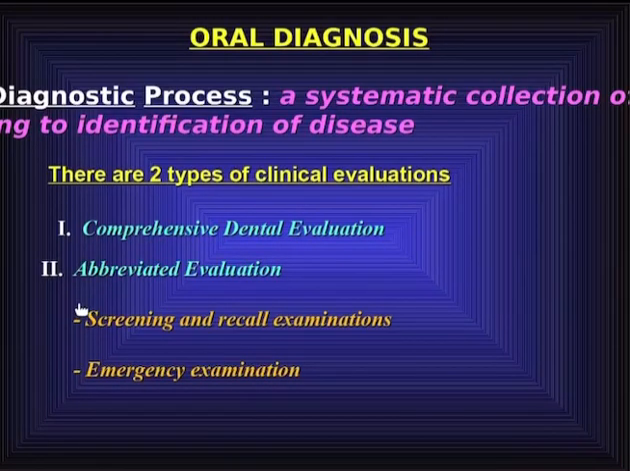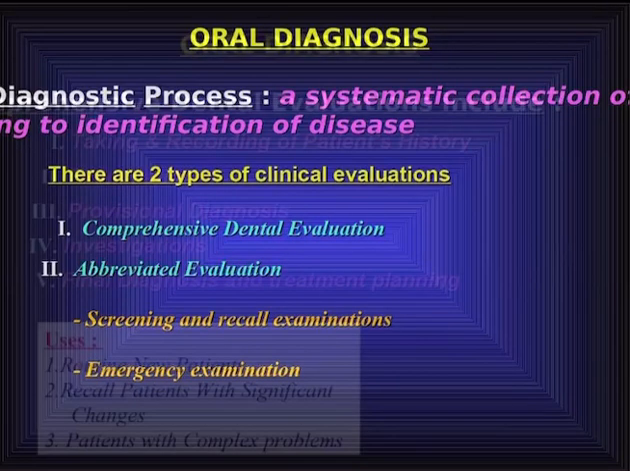And the other type of evaluation is the abbreviated evaluation. This abbreviated evaluation is indicated for screening and recall examinations or emergency examination. Abbreviated means it is concise, it is very small. You're not going to take more details of the patient. So you use this when there is some emergency examination or screening and recall examinations. So comprehensive is the one which you're learning in level 6. It is in detail.